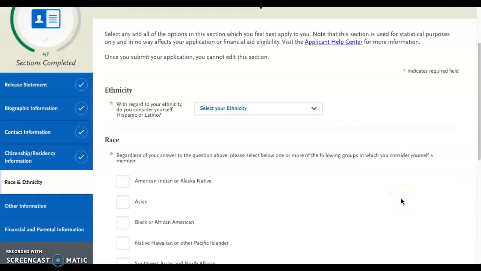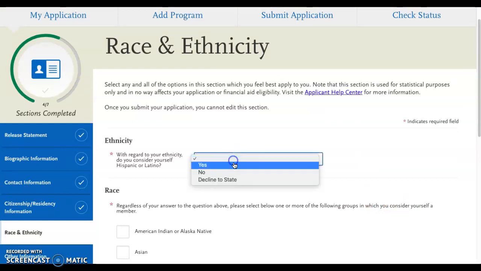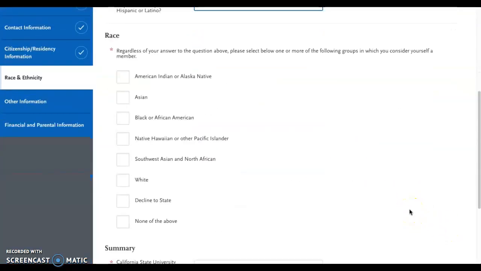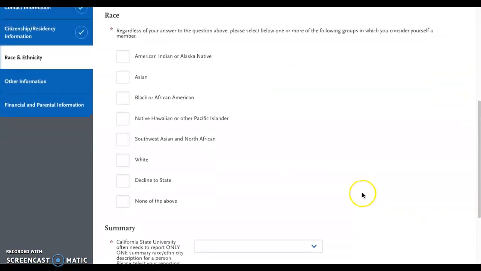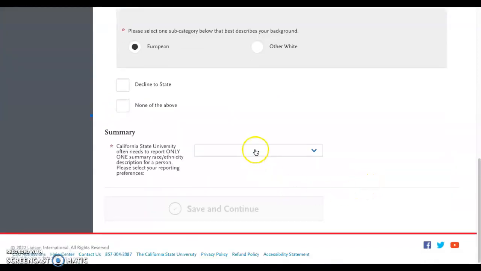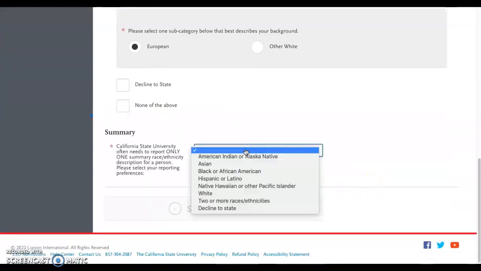Next, you want to answer some questions about your race and ethnicity. So you want to indicate whether or not you consider yourself Hispanic or Latino, which race or races you identify with, so you can select more than one option on here. And then you'll be asked to just answer with one summary race or ethnicity to describe yourself. Again, you always have the option on these questions to put decline to state.